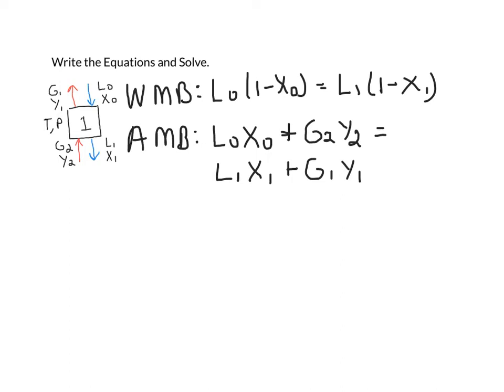The total mole balance, we just look at the stream feed rates. Coming into the process, into stage 1, we have L0 and G2. And that has to equal the streams leaving stage 1, G1 and L1.